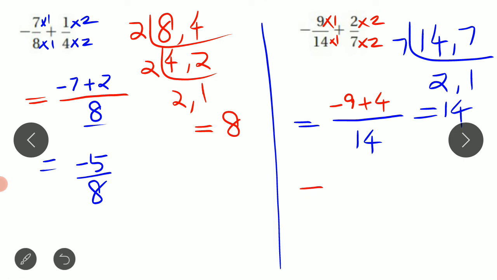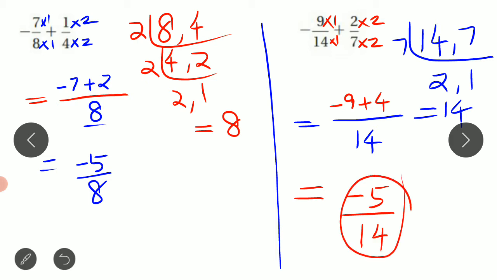Unlike signs, so subtract: 9 minus 4 is 5, and the greater number's sign is negative, so minus 5 by the denominator 14. It is in simplest form, so we can stop here. This is the answer. So till now we have seen addition of rational numbers. Let's go further: subtraction of rational numbers.